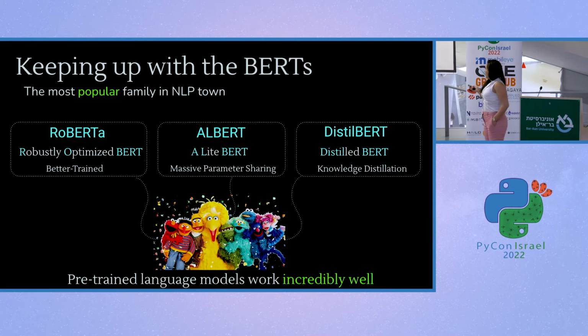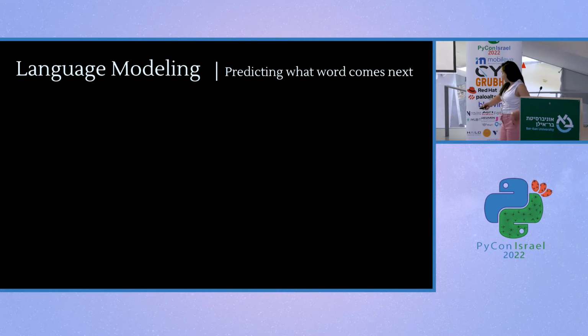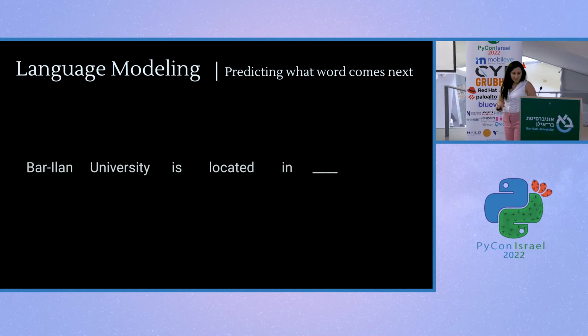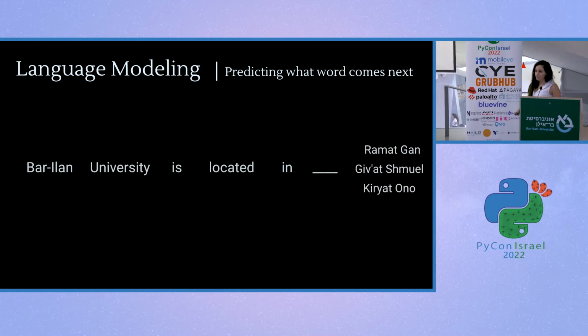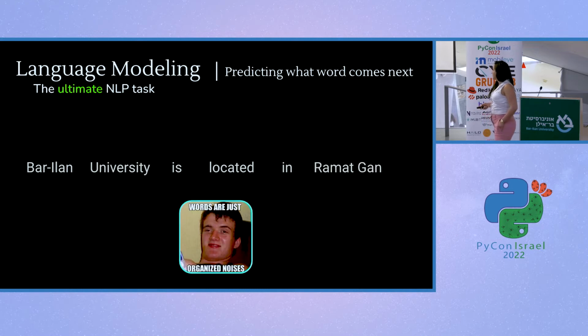The hypothesis of why it works so well is due to language modeling, the task of predicting the next word. So for example, if I have the sentence, Bar-Ilan University is located in, we want to give different probabilities to different words here. So this is kind of like the ultimate NLP task, right? Because when we are learning language models, we're learning many millions of latent features, and these are really the same features we'll need for other NLP tasks.